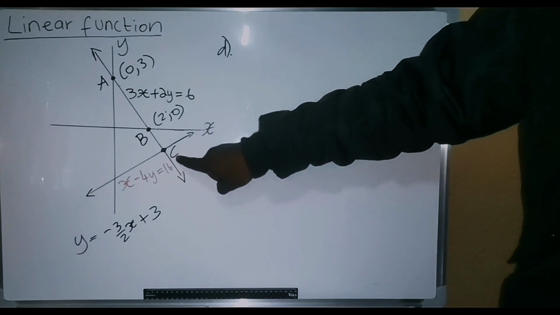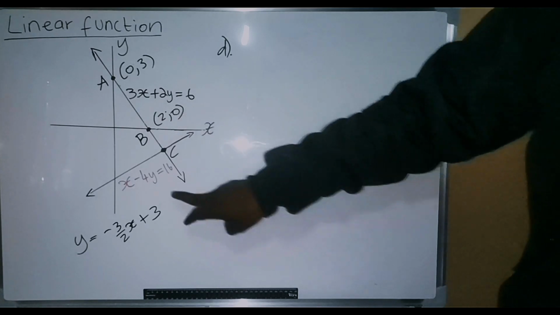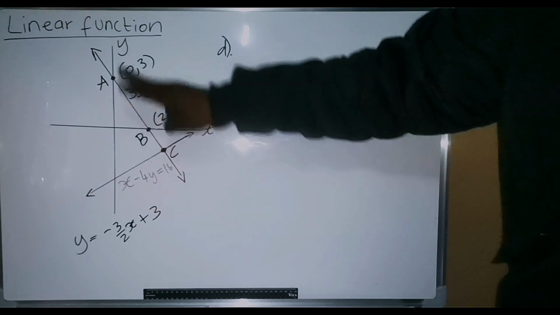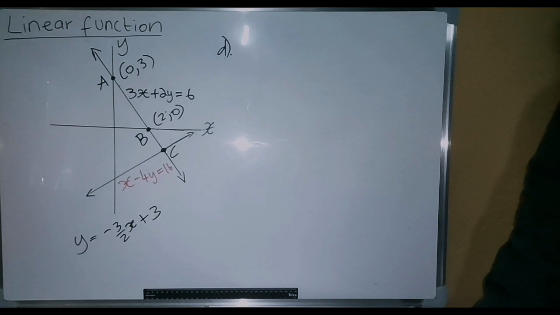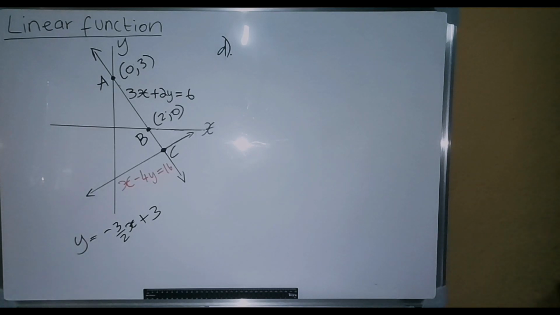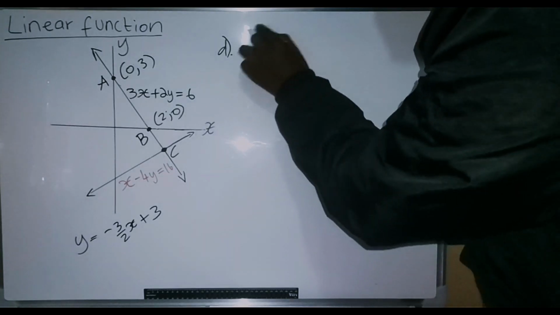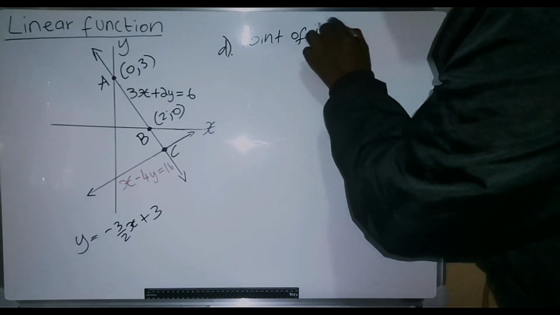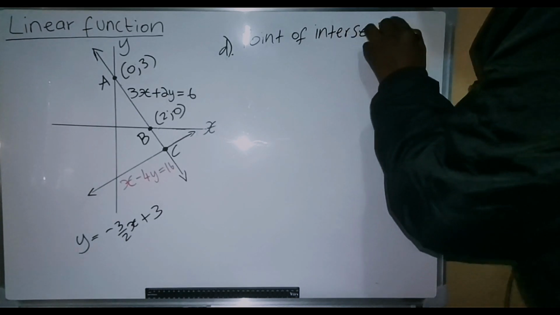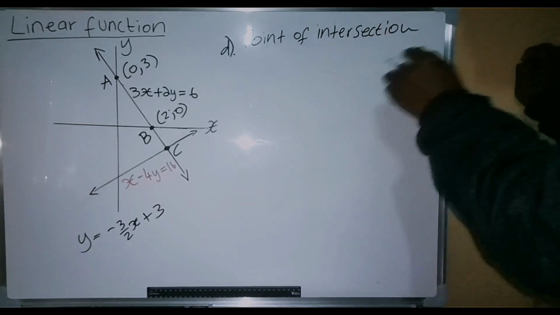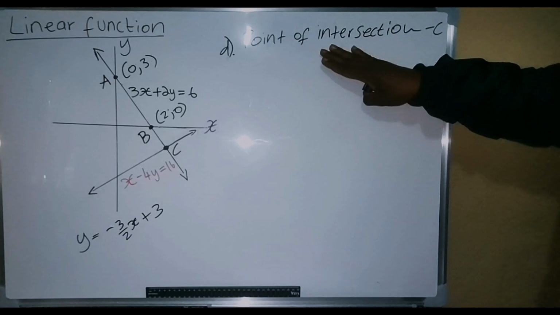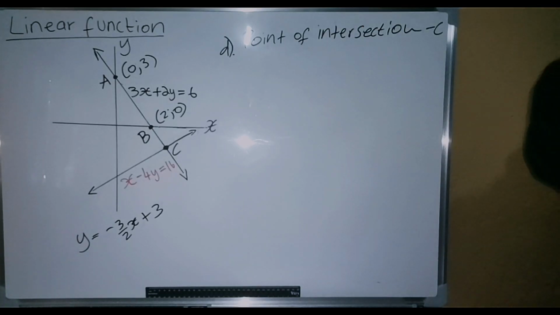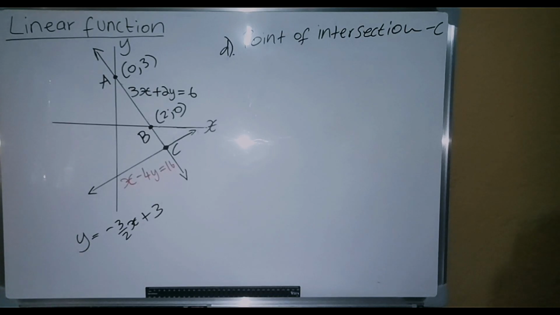The graph of 3x plus 2y equal to 6 and the graph of x minus 4y equal to 16 meet at this point. Where they meet, we call it the point of intersection. This point C is our point of intersection. And where graphs meet, we equate the equations of those graphs.